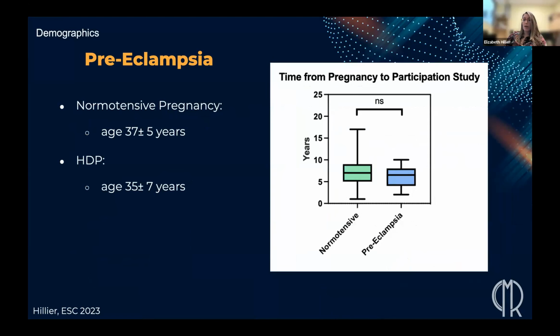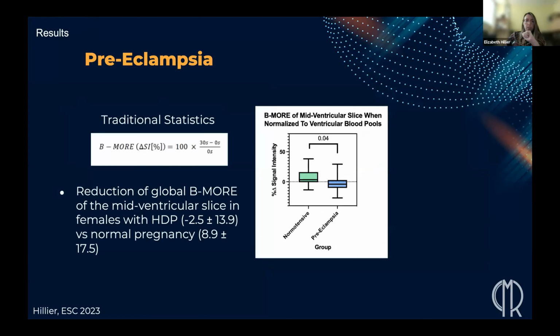There was no significant difference in the time from pregnancy to participation in the study or scan after. So the baseline characteristics of these groups are all the same. None of the females who had a history of preeclampsia have any overt cardiovascular disease right now. They're not hypertensive, so they're on no medications. So truly, the only difference between these groups is either normotensive pregnancy or hypertensive disorder of pregnancy.